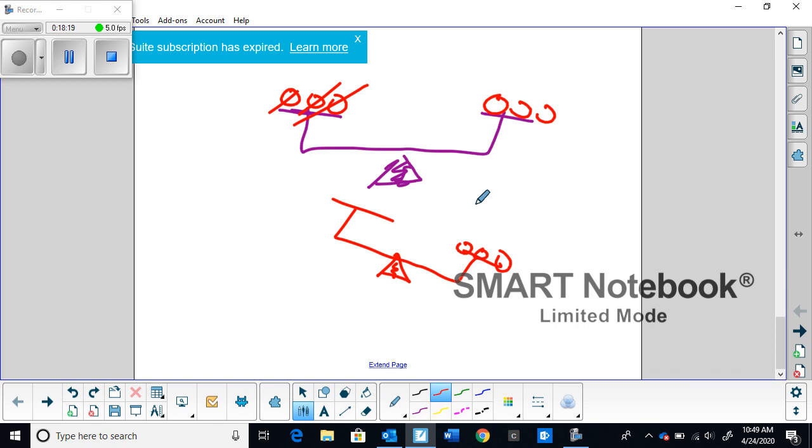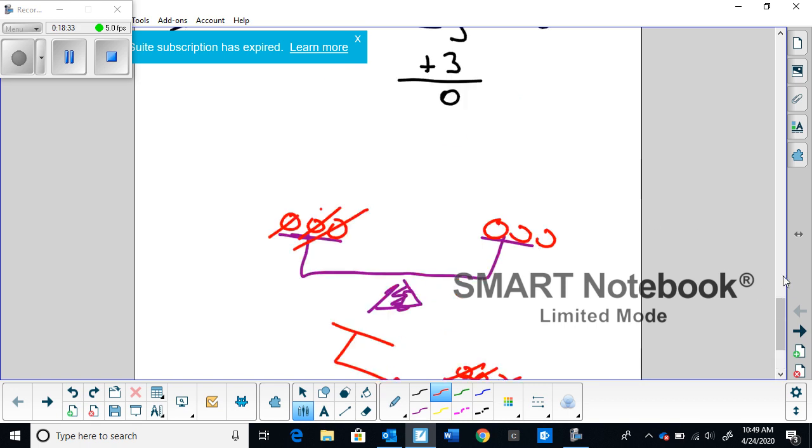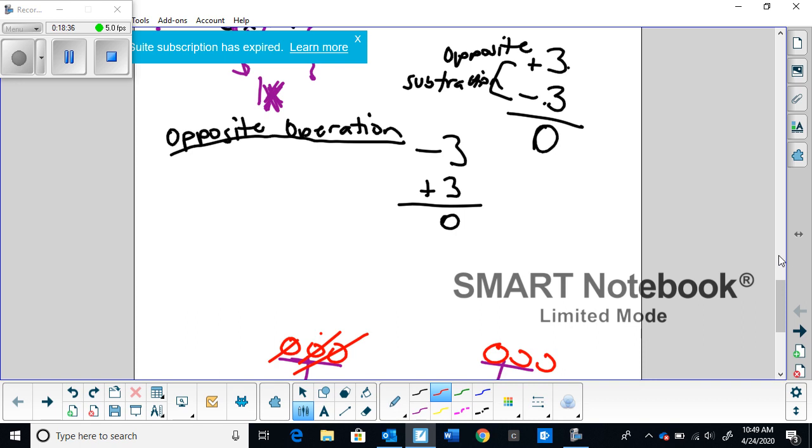So what would I have to do to balance it out again? I'd have to take away 3 on this side. And now I would have a balanced scale. It would be even. So whatever I do to one side, I have to do to the other side. And you're going to get so tired of me saying that, okay? But what I do to one side, I have to do to the other side.